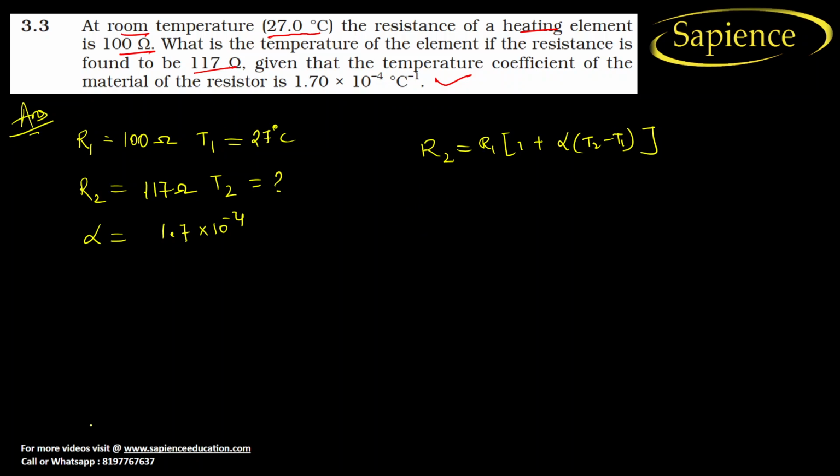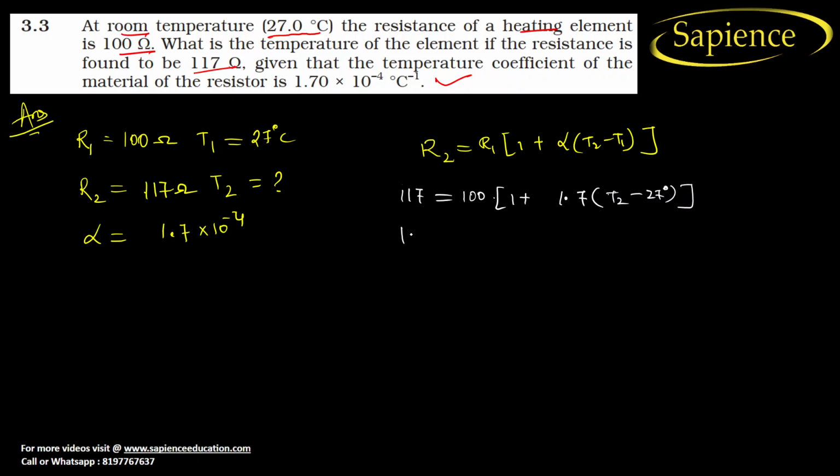So let's put here the values. Our R2 is 117 and R1 is equal to 100, and this is equal to 1 plus alpha, which is 1.7 into T2 minus T1, that is equal to 27 degrees Celsius, right?